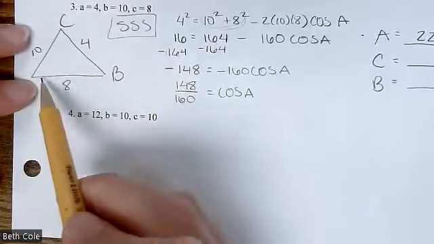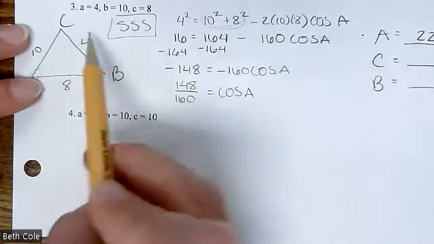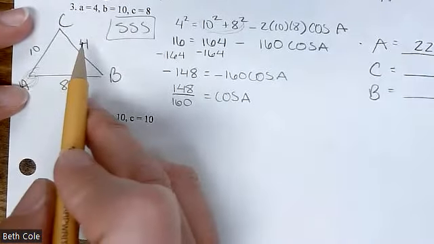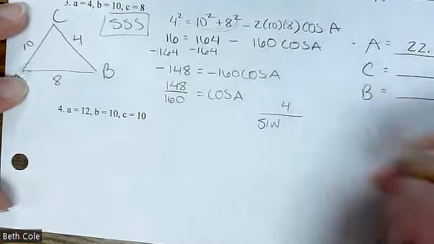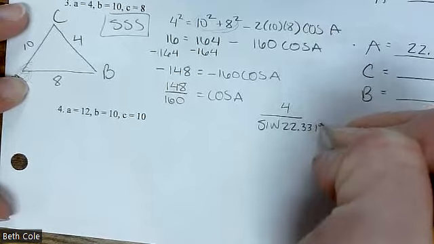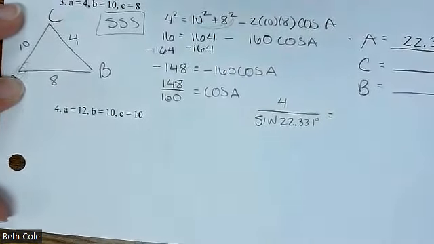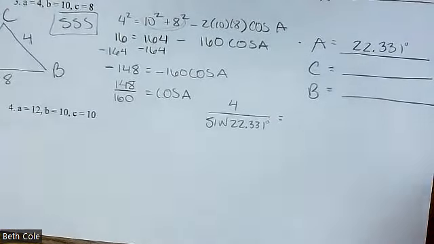Now you have a side across from an angle. We have this one. So now you can do your law of sines. It'll be 4 over sine of what we just got there. You would rather do law of sines than law of cosines because it's way shorter. All right, so 4 over sine of A, at 22 point whatever, equals, now look at your list.